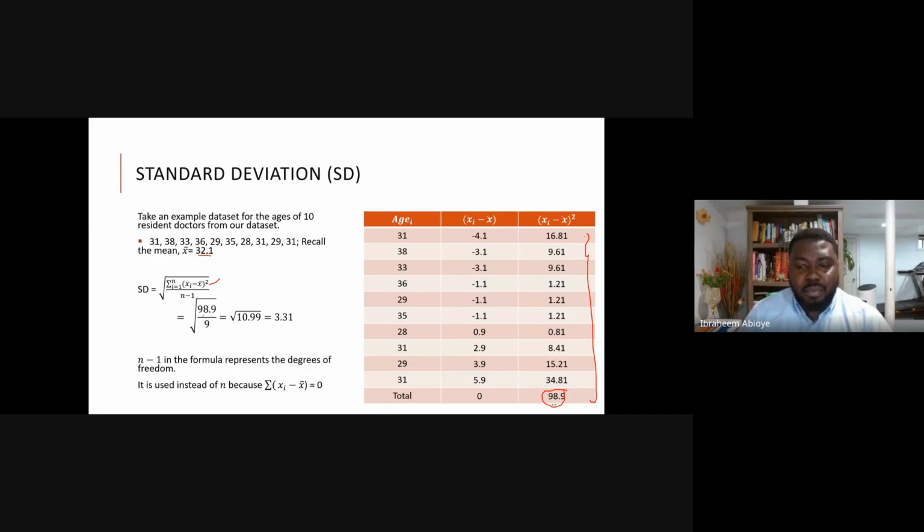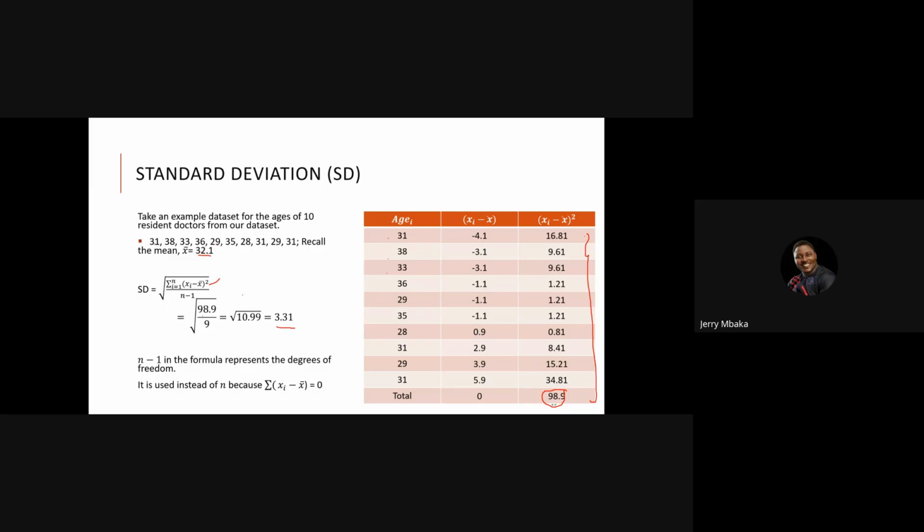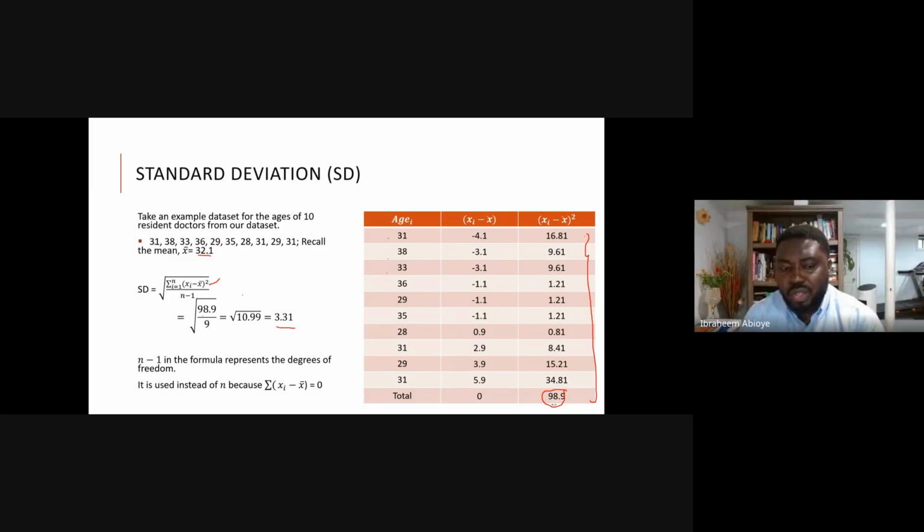You will divide that by 9 because there are 9 values. Okay, 9. And when you divide that by 9, you get 10.99. You take the square root of 10.99, and the standard deviation is 3.31. Okay? So there's 10 values. Sorry, there's 10 values, and because you did 10 minus 1, that's how you came up with 9. So this is how standard deviation is calculated.